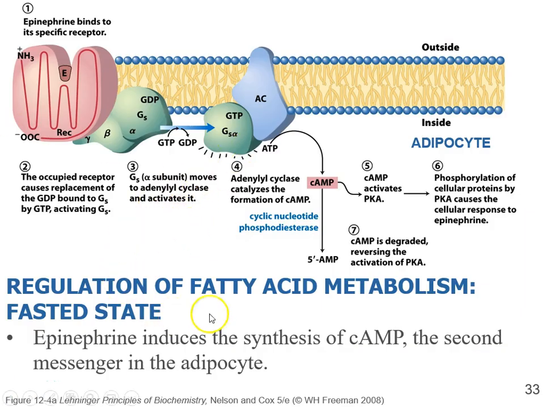So of course, all of this is hormonally regulated. Now let us turn to the fasted state. In the fasted state, we have epinephrine that binds to its receptor, and it activates a G protein. This is very similar to the glucagon activation we talked about before. So the G protein swaps GDP for GTP and activates adenylate cyclase. Then adenylate cyclase catalyzes the formation of cyclic AMP, and cyclic AMP activates protein kinase A.